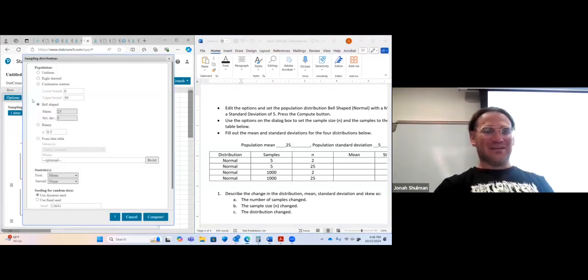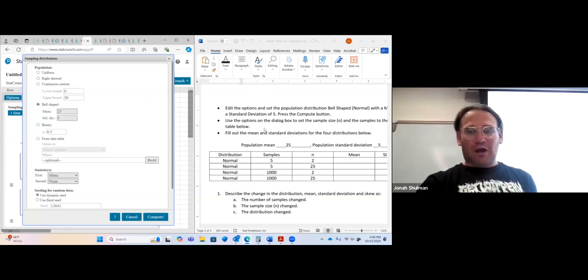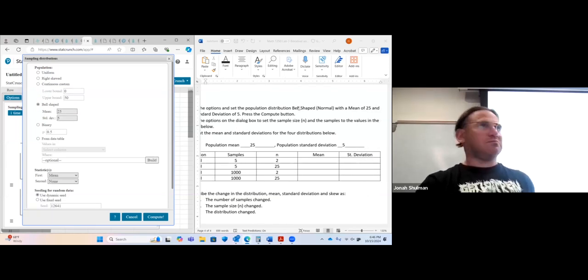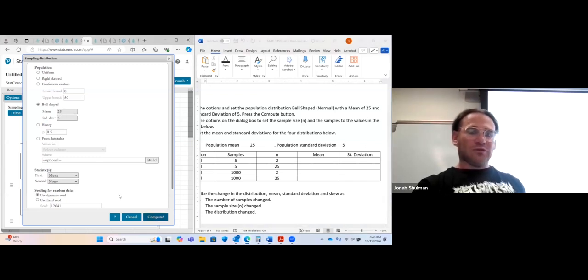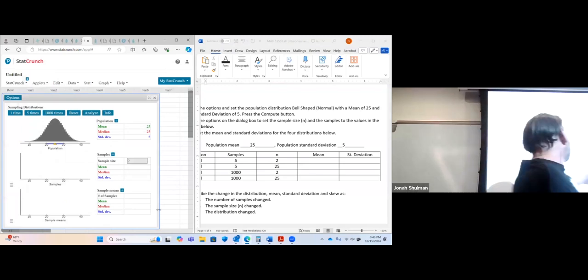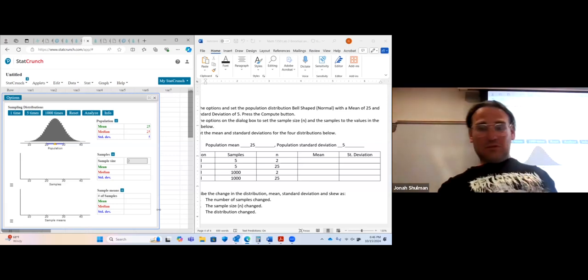So options, edit. We were here, right? I went to bell-shaped. Why? Because it said go to bell-shaped. And then it says mean of 25. I didn't even change it, it was like that. And it said standard deviation of 5. And then all I'm hitting is compute. We should all have 25 and 5 to start, right? So everybody's looks the same?